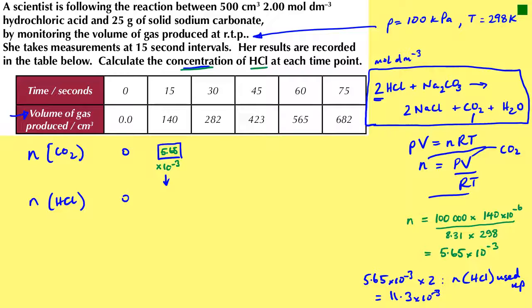But that's not the number we want yet. That's the amount of hydrochloric acid that's been used up. We want the amount of hydrochloric acid that remains. And so we have to look at this data here, because that is telling us what we started out with. So this tells us that there was 1 mole of hydrochloric acid in the reaction mixture to start with. We've used up 11.3 times 10 to the minus 3 moles in the first 15 seconds. And so the number of moles that we're interested in is 1 take 11.3 times 10 to the minus 3, and that equals 0.988 moles.